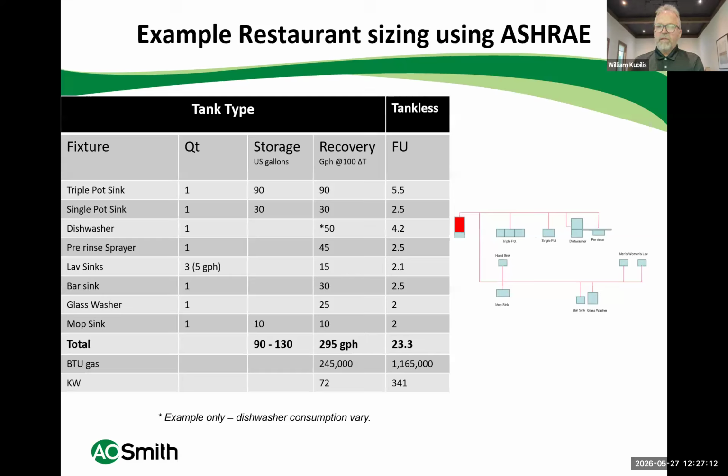And then for my fixture units, I use the ASHRAE modified Hunter's curve. I came up with some fixture units, which I'll show you on the next slide here. Came up with a total of 23.3 fixture units. That works out to 1,165,000 BTUs or 341 kilowatts of power to heat that water instantaneously. That's why you typically don't see electric tankless water heaters, just because of the kilowatt demand.